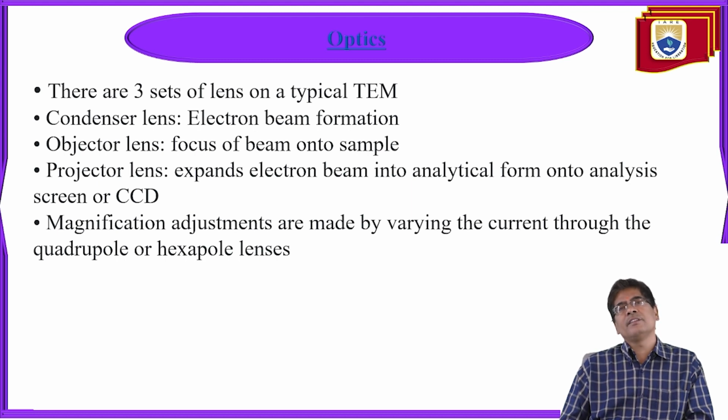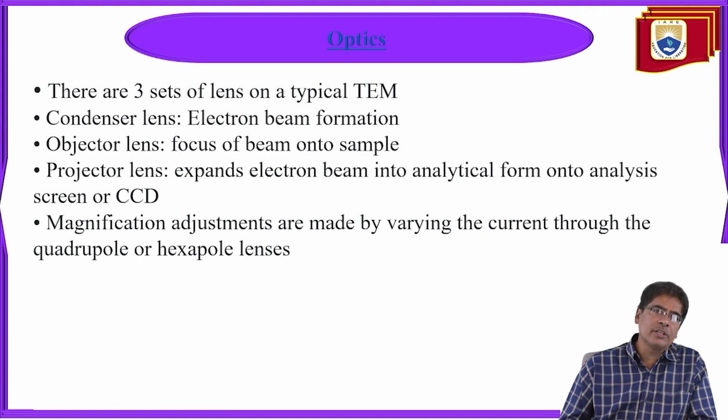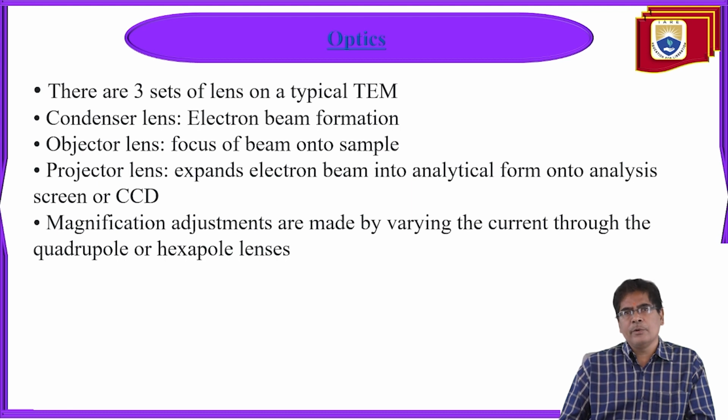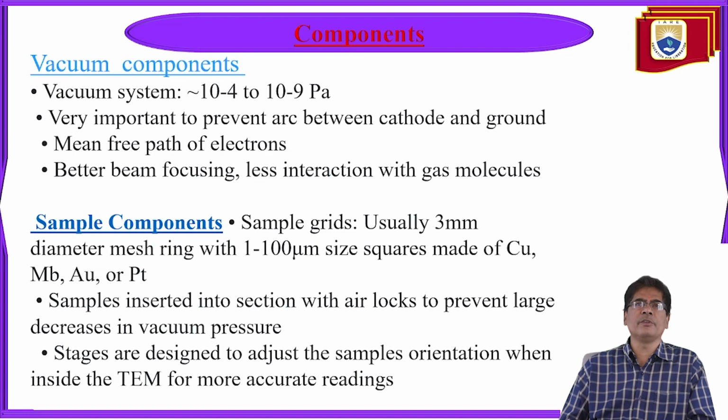That's why there are three sets of lenses in a typical transmission electron microscope: the condenser lens, the projector lens, and the objective lens. The condenser lens is electron beam formation. The objective lens focuses the beam onto a sample, and the projector lens expands the electron beam into analytical form onto the analysis screen or CCD. Magnification adjustments are made by varying the current through the quadrupole or hexapole lenses. So this is the optics that was introduced.